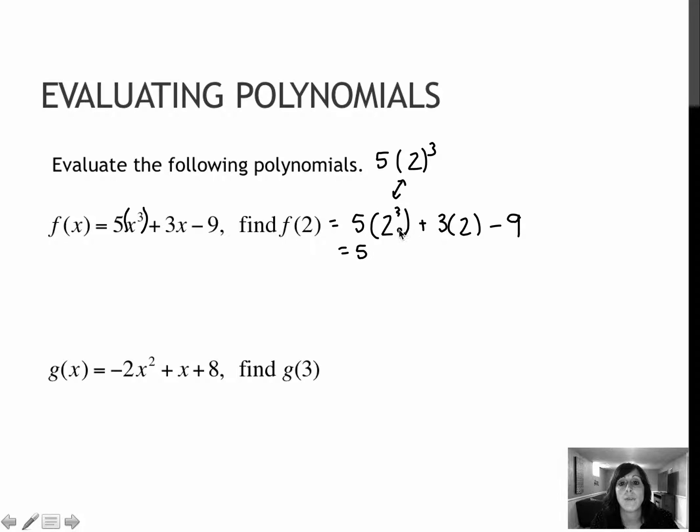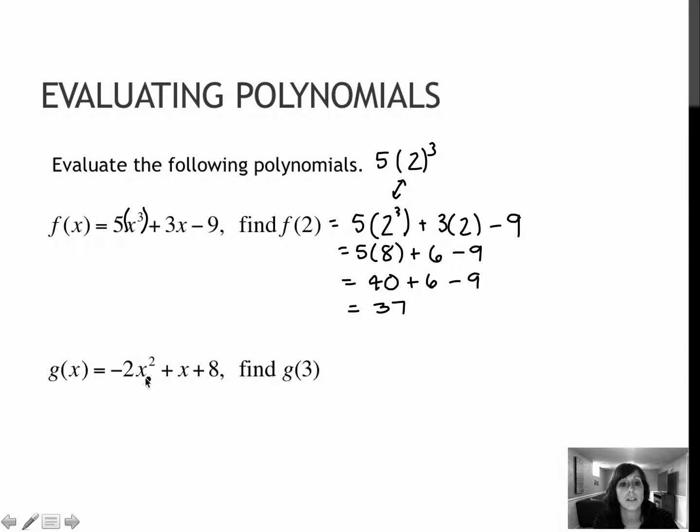So this is now 5 times 2 to the 3rd, which is 8. I can go ahead and take 3 times 2 to get 6. I'm then going to multiply 5 times 8 because I have to do that before I add or subtract. So I get 40 plus 6 minus 9. Going from left to right, 40 plus 6 is 46, minus 9 is 37.